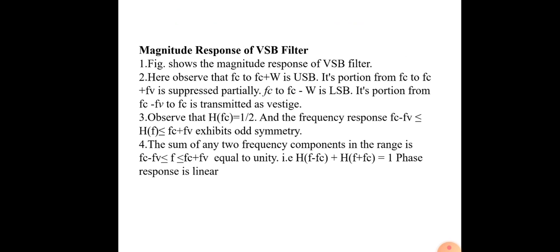That means from that relation what we understand is that the H of f value represents the range, and it also exhibits the odd symmetry. At last we have one more relation, that is for fc minus fv less than or equal to f less than or equal to fc plus fv, that is always equal to unity. So that response will be shown in the next session. That means H of f minus fc plus H of f plus fc is equal to 1. So the phase response is linear.